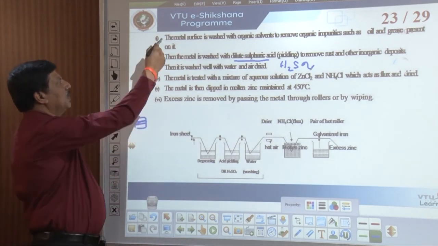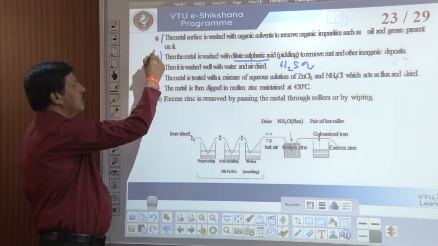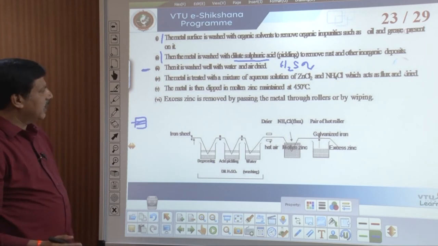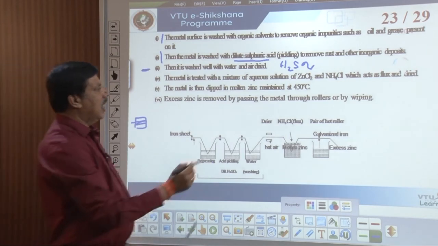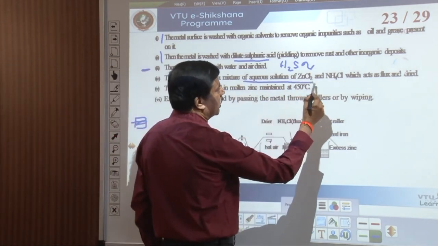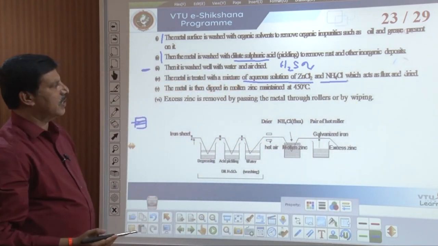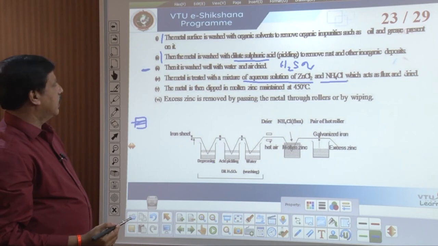Now we have to remove the dirt, etc. After removing all these things, it is washed with water. Then the object is ready. The metal is treated with a mixture of aqueous zinc chloride solution and ammonium chloride solution, which acts as a flux, and dried.